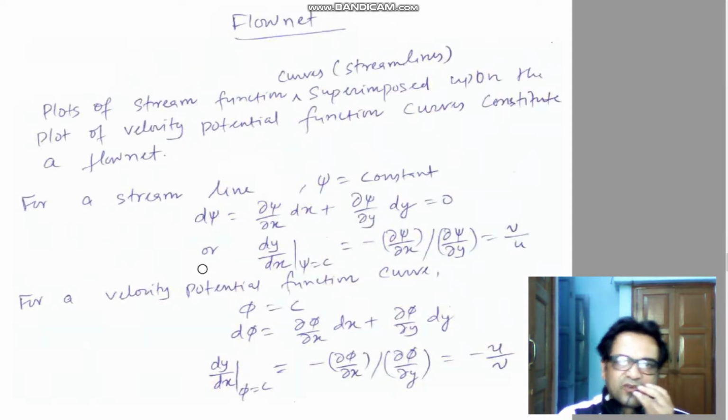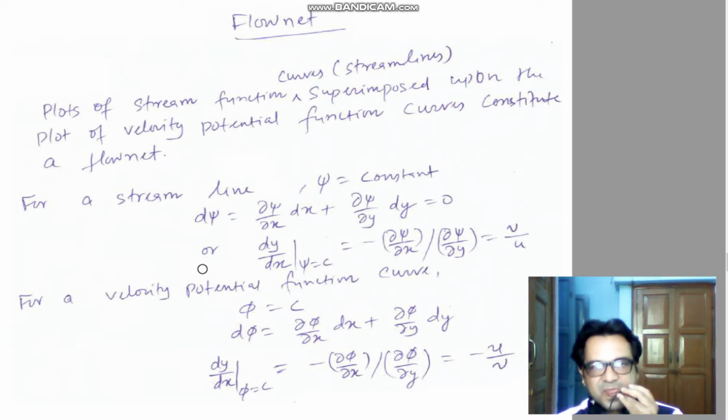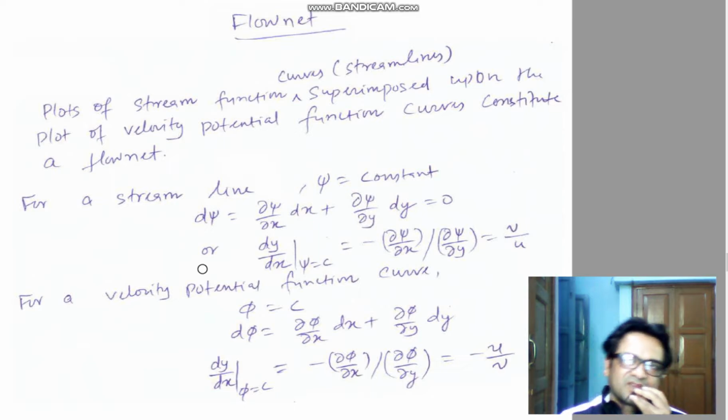Now what is a flownet? Basically, if you know the stream function, you can plot the streamlines. Along any streamline, the stream function remains constant. Similarly, if you know the velocity potential function, you can plot the velocity potential function curves, and along a velocity potential curve, the velocity potential function remains constant. So if you superimpose both the stream function curves as well as the velocity potential curves on a single plot, then that plot is known as a flownet.